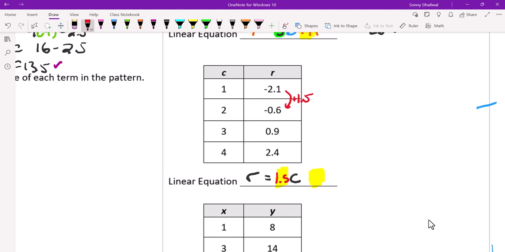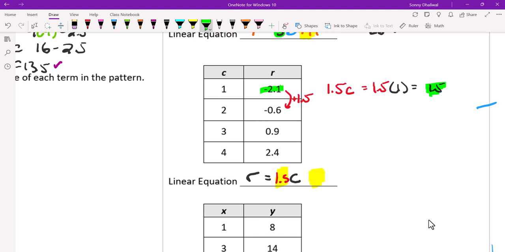Okay? So now we need to figure out what the other number is. So we have 1.5C. We stick in our first value. 1.5 times 1 is 1.5. It's trickier, harder. We want it to be negative 2.1. First of all, are we adding or subtracting to get to negative 2.1? Subtracting by what amount? 3.6. If you're not sure, do the difference calculation again.